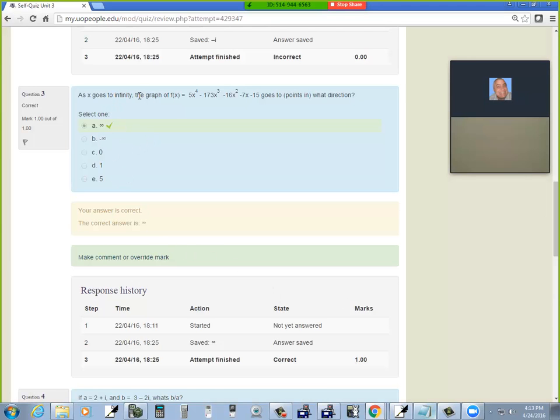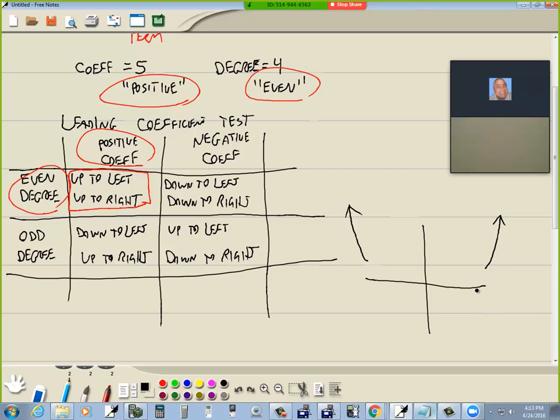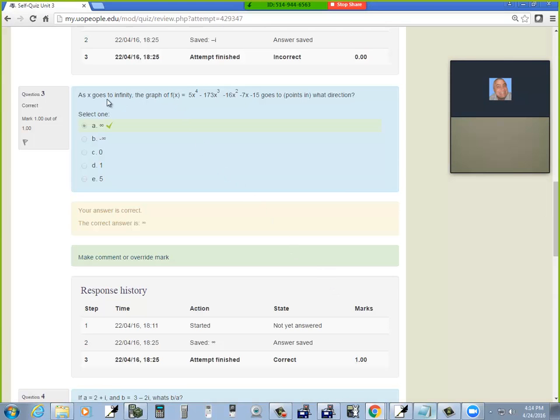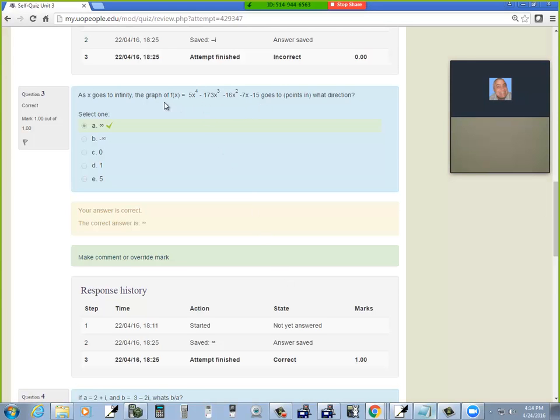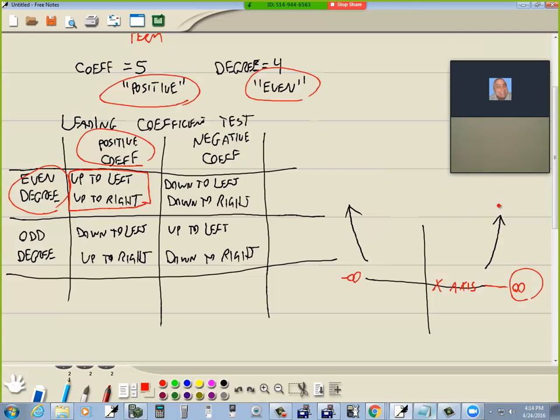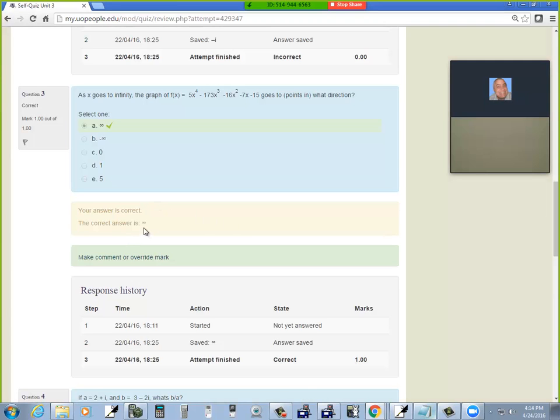Now this says as x goes to infinity. Now here's my x-axis right here. So that's my x-axis. And over here is positive infinity, and over here is negative infinity. So this says as x goes to positive infinity. So we're looking to the right. Then it's asking, the graph of this goes in what direction? When it's going up, it's going to positive infinity. So that's why the answer here is positive infinity.